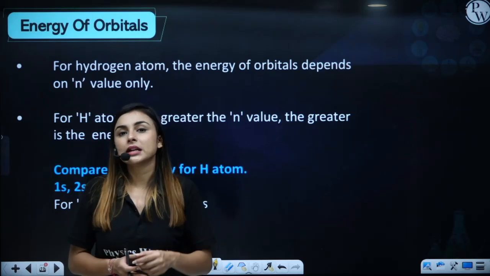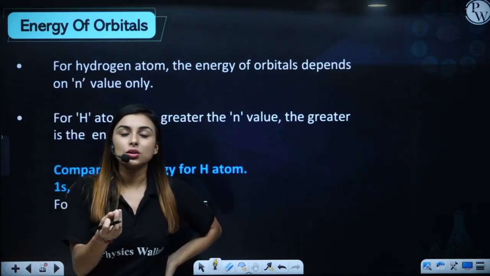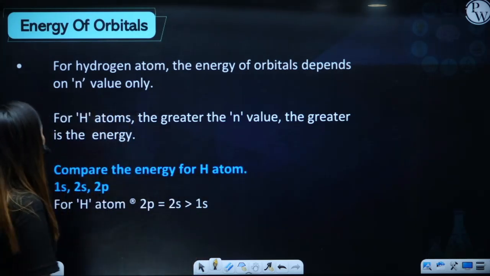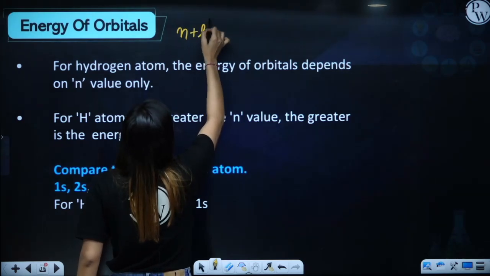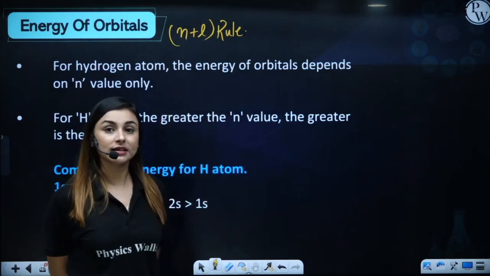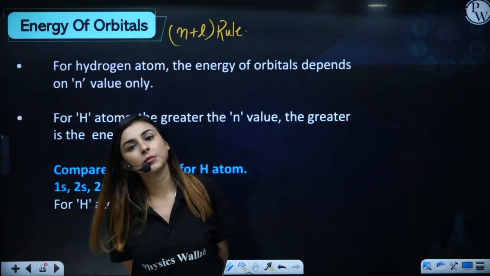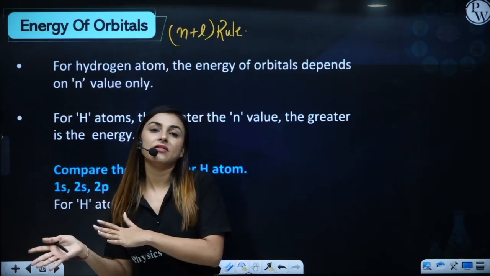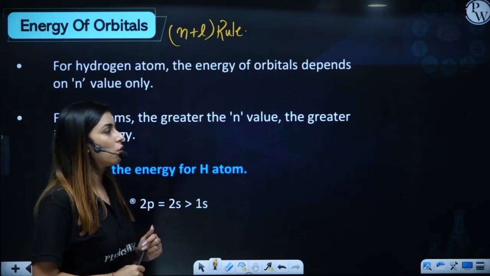So, my dear students, to know the information of the orbitals, you need a formula which is your N plus L rule. You have N plus L rule. Okay. So, whenever you talk about the N plus L rule, as long as for a particular orbital N plus L value is the same, their energy is same. If their n plus l value is different, then their energy will be different. Let's talk about this, okay?